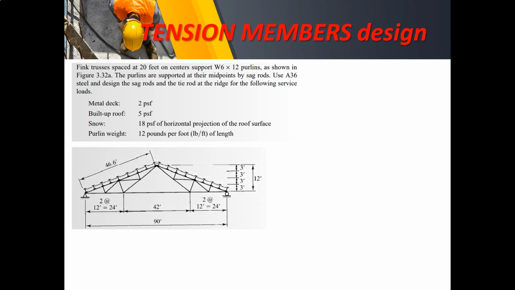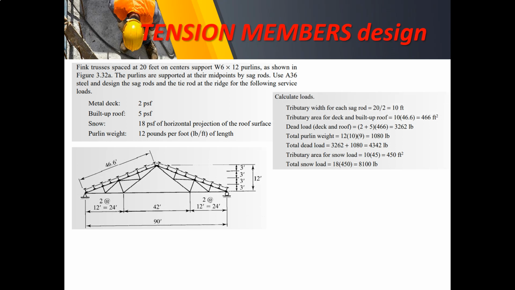So here's the illustration. Notice that we have an inclined member of the truss on both sides. The truss has a total width of 90 feet and it is symmetrical. The diagonal length is 46.6 and the ridge height is 12 feet.